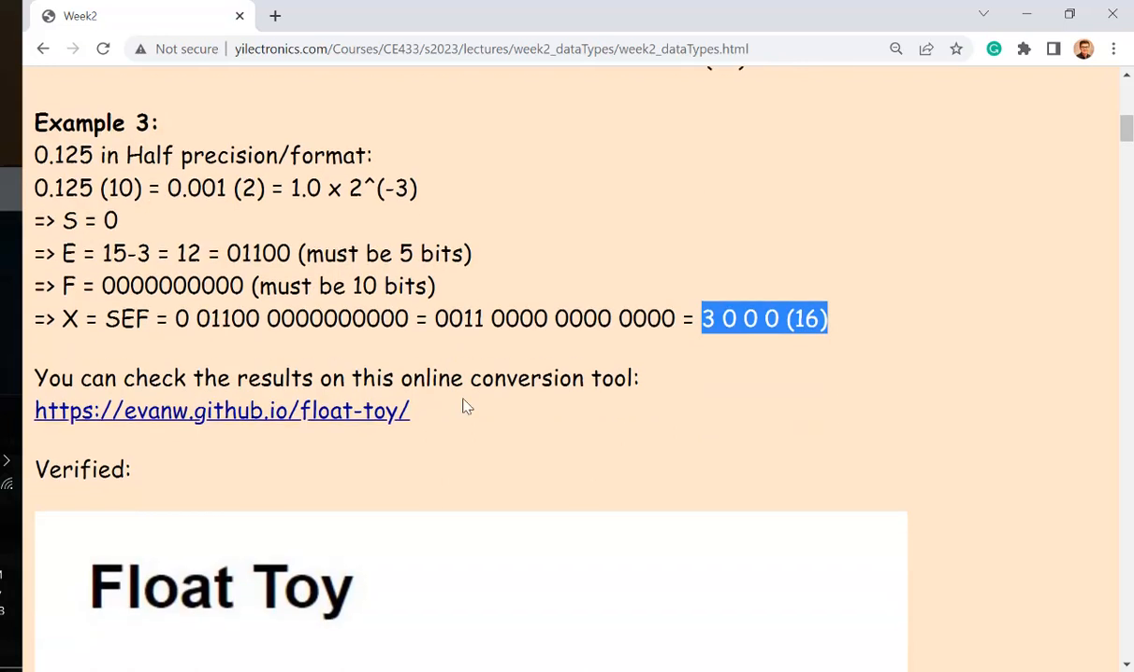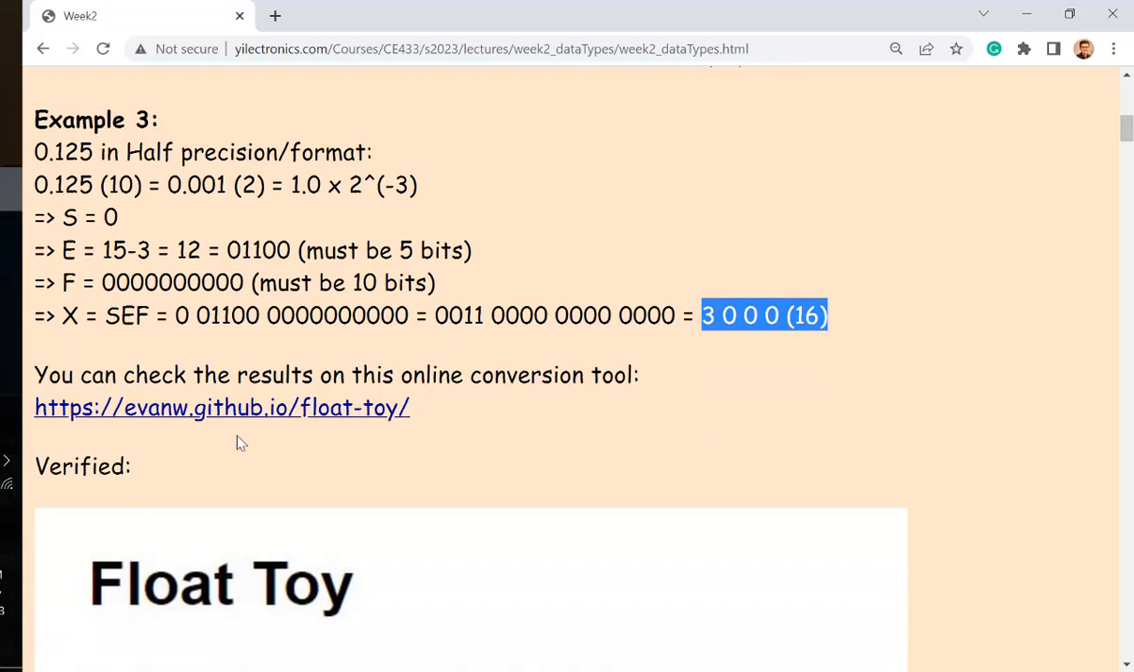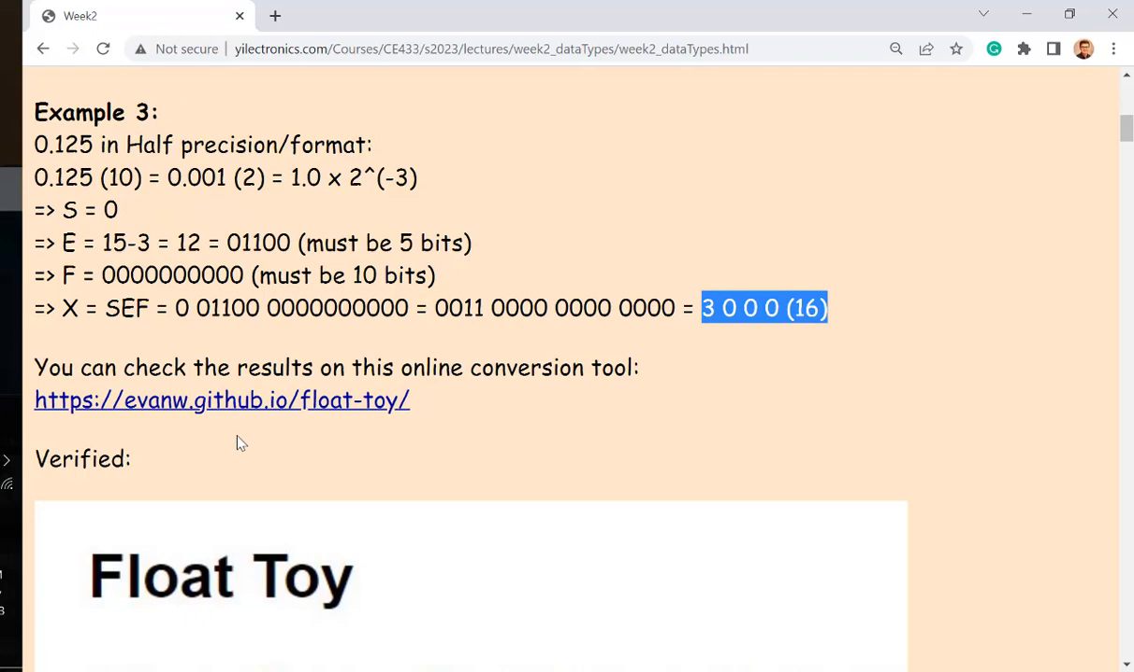You can verify it. Here's a link to the online calculator, but don't use it for the homework assignments. Show the process to get credit, okay?